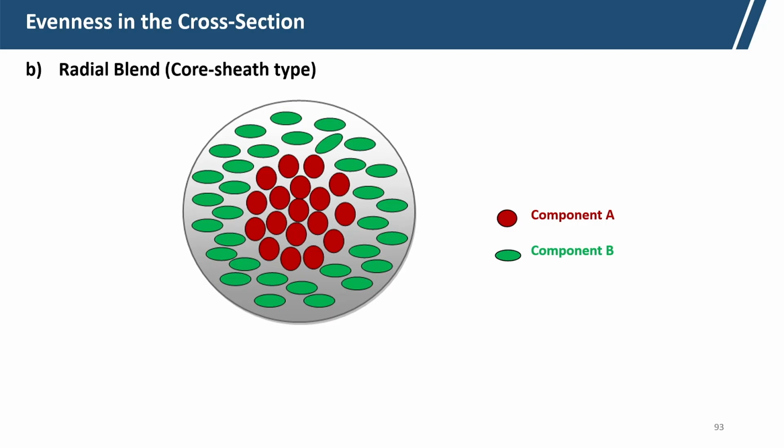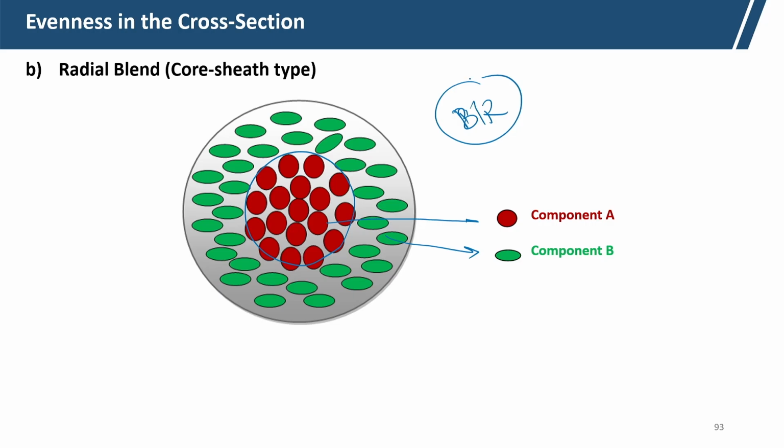Now, radial blending, and this is a core sheath type of blending. You can see here component A is preferentially going to the core, and component B goes to the surface. This type of faulty blend, or radial blend, core sheath type, we achieve even after the blow room blending.